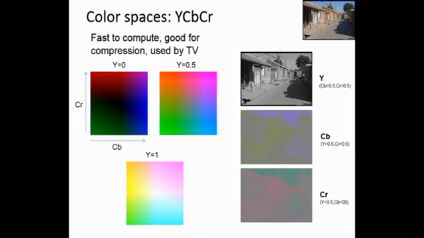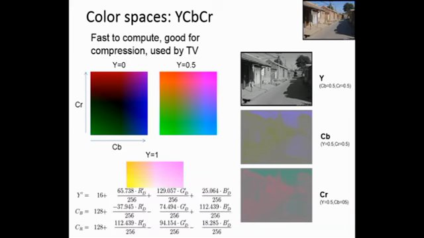YCbCr is used in televisions and various things used for transmission. Its advantages are that it's fast to compute and good for compression. What it does is separate the image into two difference chrominance images and an intensity image. Y, the intensity, is basically a weighted average of the 3 color channels. CB is blue minus red and green, and CR is red minus green and blue.